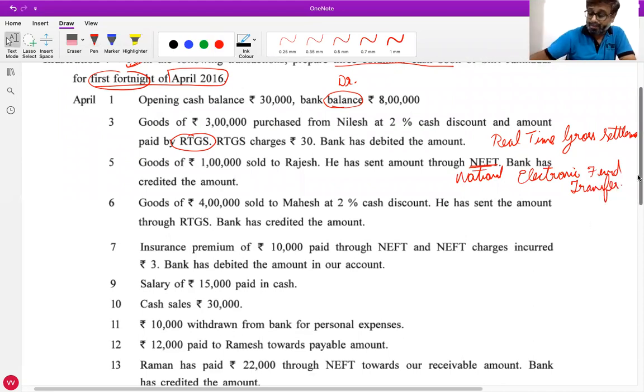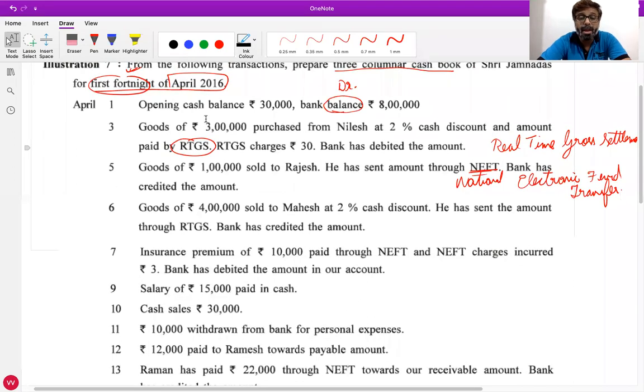National Electronic Funds Transfer. For our purpose, what is relevant is that it will come in the bank column. RTGS or NEFT, both are bank to bank transfers. So the amount will come in which column? Bank column. Is everyone clear with that?